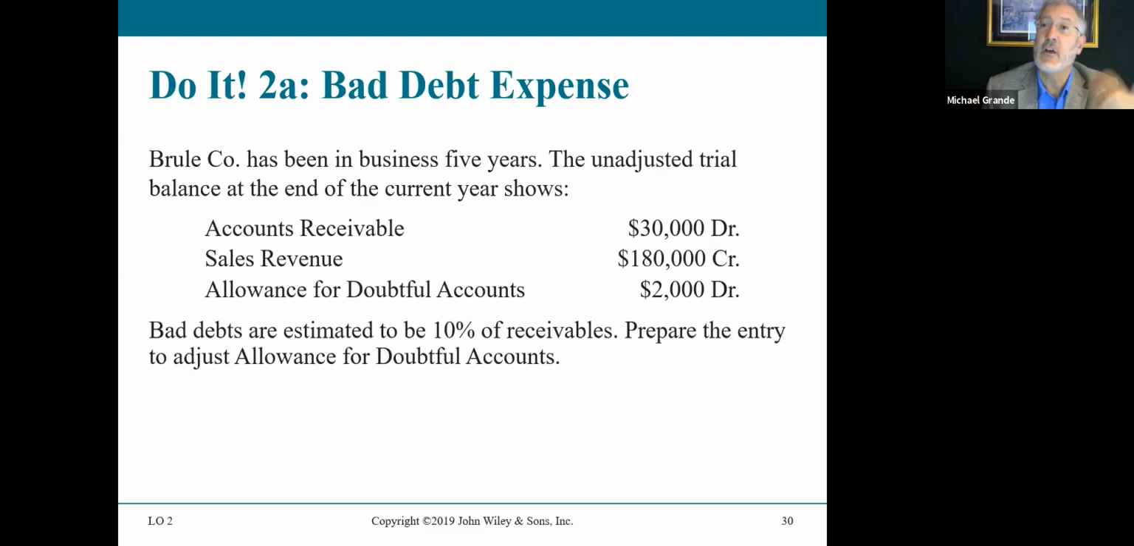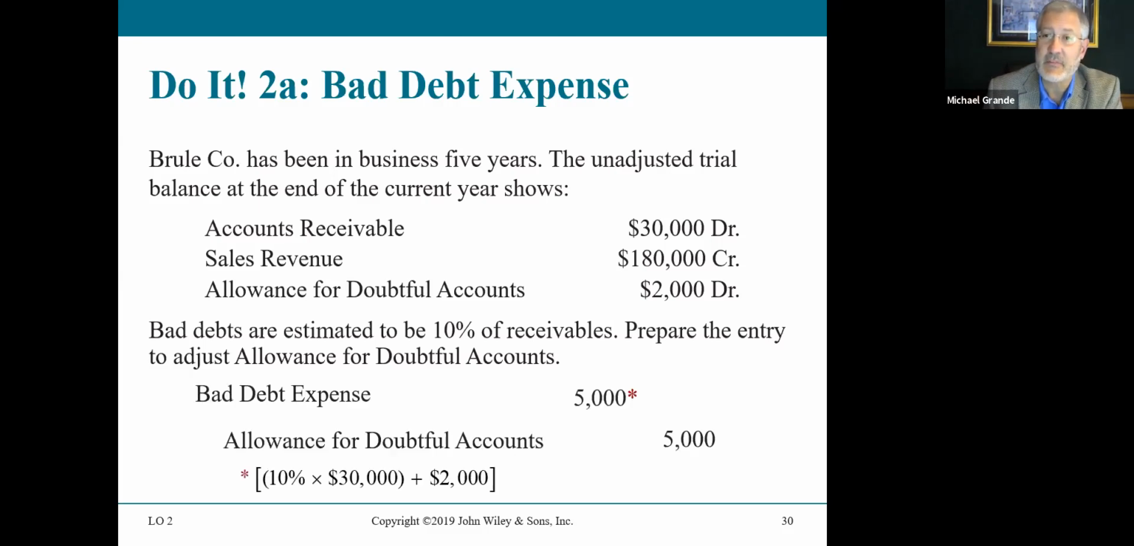10% of receivables is $30,000 times 10%. The balance should be $3,000 in the allowance account. It should be a $3,000 credit. It's currently a $2,000 debit. See the journal entry? You currently have a debit balance in the allowance account. You need to have a credit balance of $3,000. You need to credit the allowance account for $5,000. You have to bring the allowance account to where it should be.